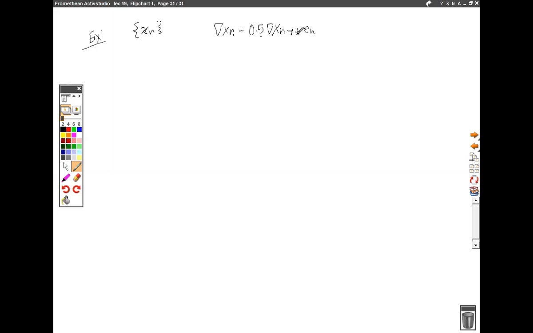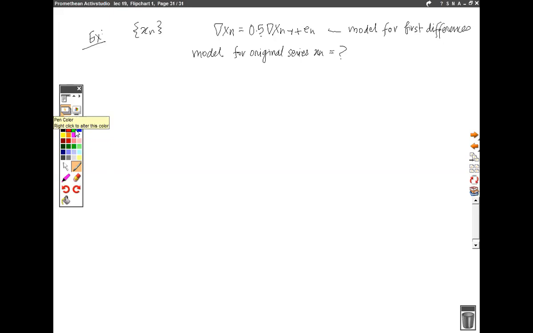And so remember, this is the model. This is not the original model, right? This is the model for the first differences. And now I have to figure out what will be the model for my original series xn. What do you guys think I can do? Is there anything that I can do?